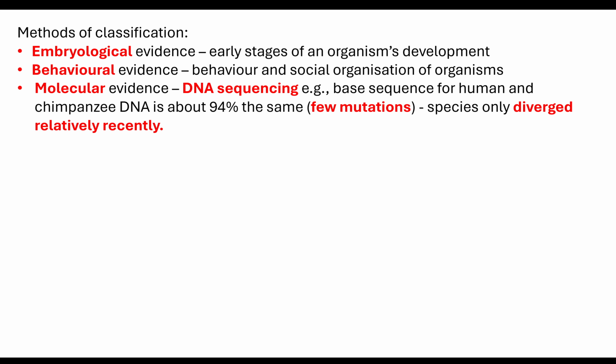So the DNA base sequence for humans and chimpanzees is about 94% the same. Therefore, what we can say is there have been very few mutations within the DNA sequence of the chimpanzee and the human. There have been mutations which have resulted in changes, which have resulted in evolution from that common ancestor. But what we can say is that these species only diverged relatively recently.